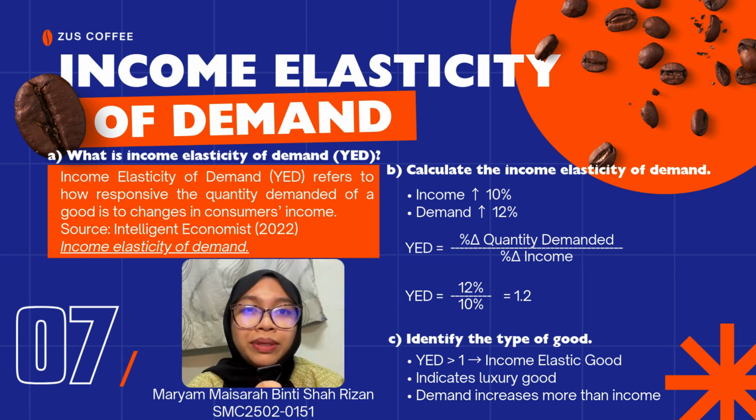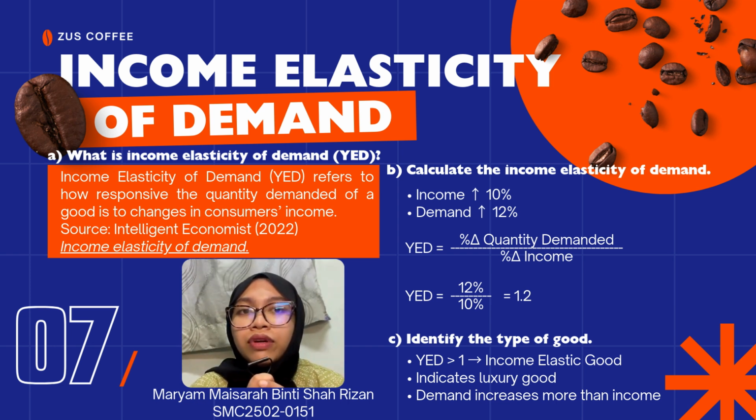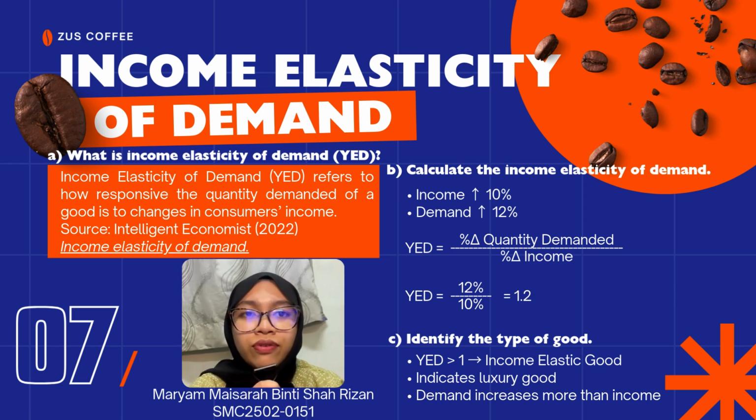Moving on to question B, to calculate income elasticity of demand, we use the formula percentage change in quantity demanded divided by the percentage change in income. In this scenario, the average monthly income of Zeus Coffee customers increased by 10%, while the demand for Zeus Coffee drinks increased by 12%. Therefore, income elasticity of demand equals 12% divided by 10%, which equals 1.2.